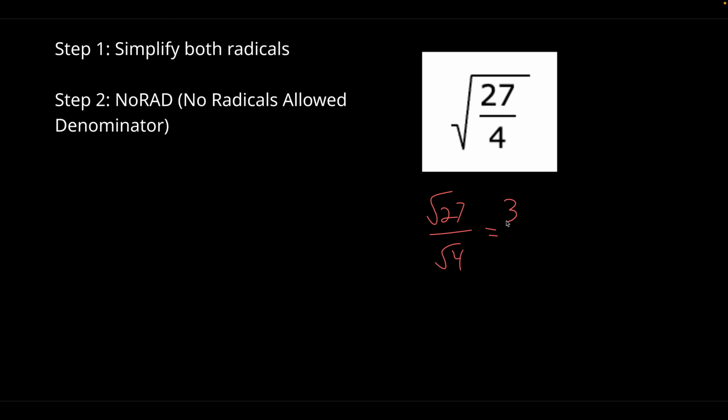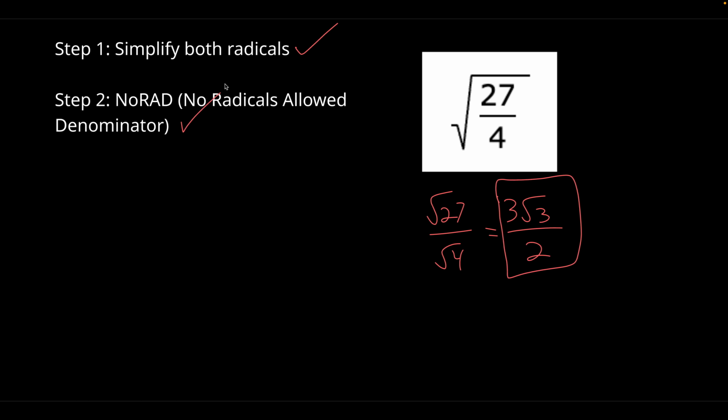Square root of 27 is 3 square root of 3. Square root of 4 is just 2. Step one is done. Step two, NORAD, not the National Aerospace Defense, but here NORAD stands for no radicals allowed in the denominator. So just a general rule of mathematics is that we don't leave radicals in the denominator. And so the good news for us is that in this problem, there are no radicals in the denominator, so we are good to go. This is our final answer.